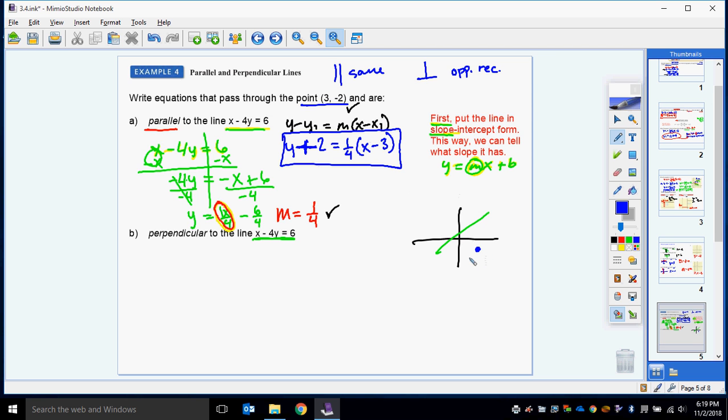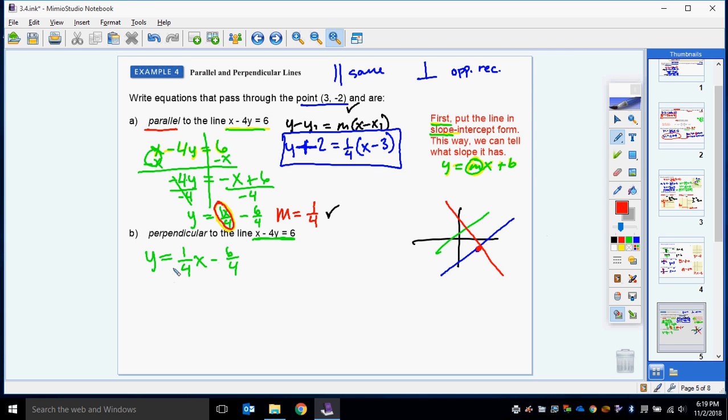This blue line was parallel with it. Now I need a line that goes through this point, but it's perpendicular to my green line here. Okay, so it says it wants it perpendicular to the green line, but it's got to go through that point. Well, I already took this green line and put it into slope-intercept form. Remember, it was y equals 1/4 x minus 6 over 4.